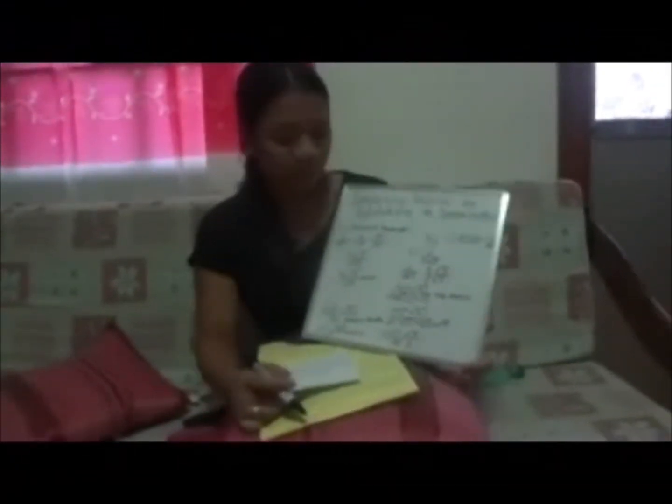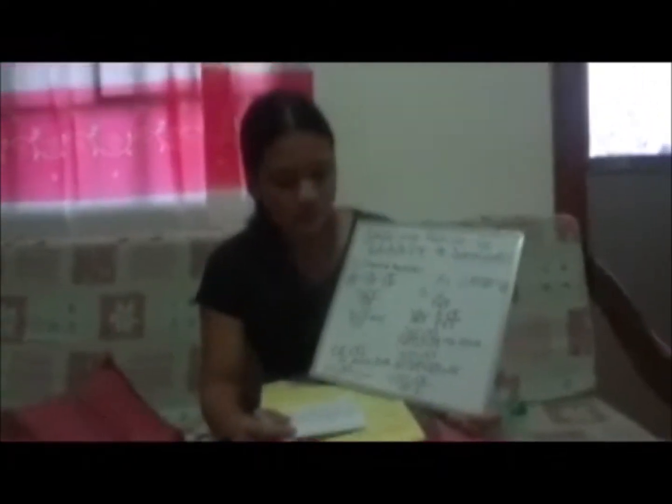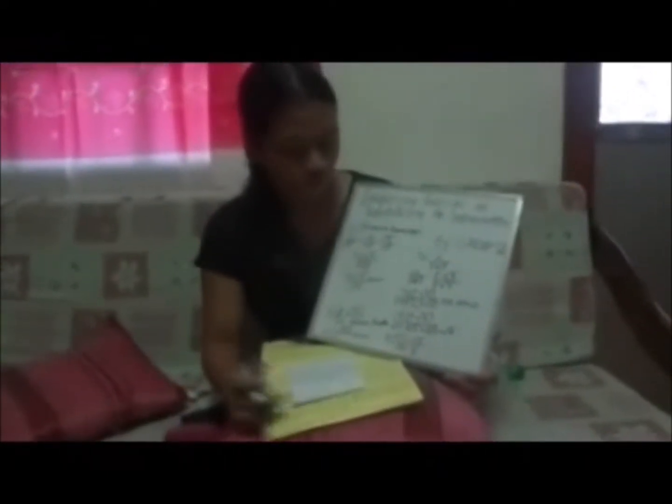A pleasant day. We are Group 6 and the topic that we will report today is all about simplifying radicals by rationalizing the denominator.